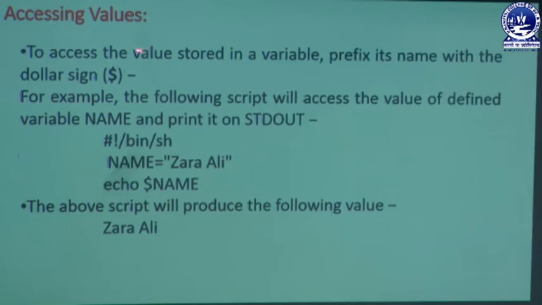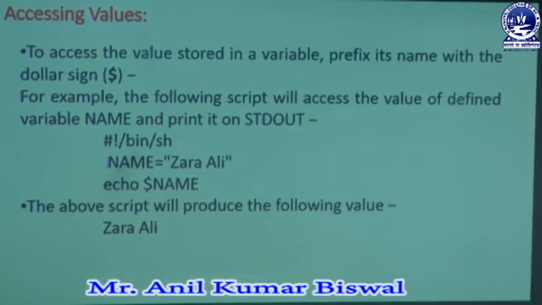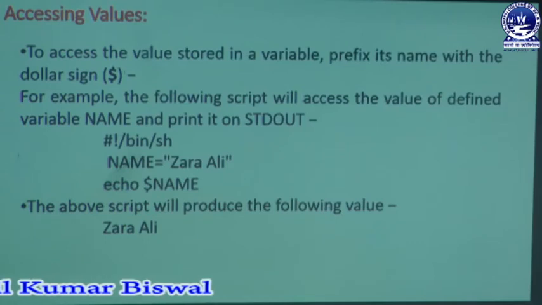So here, to access the value stored in a variable, prefix its name with the $ sign. We know that the $ sign is known as the shell prompt, that is, the Unix prompt in our Unix operating system. For example, the following script will access the value of the defined variable name and print it out on what is known as stdout. So here, how do we get the standard output from this name variable? Because that name variable must contain some name or a specific type of value in it.